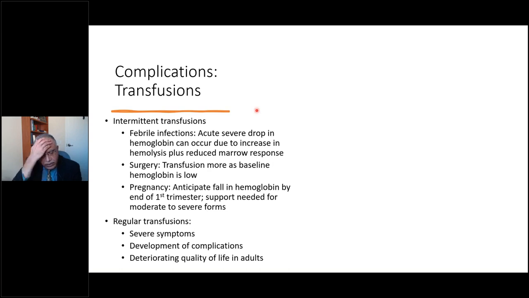Now, the transfusions in non-transfusion dependent thalassemia can be intermittent or regular. The intermittent transfusions are needed for three common reasons. One is the occurrence of infections or febrile episodes, which can cause an acute drop in hemoglobin level. Second, during surgery, because these patients have lower baseline hemoglobin levels, they are more likely to get transfused. And the third is during pregnancy, as the baseline hemoglobin falls towards the end of the first trimester, many patients with moderate to severe forms need to be supported.